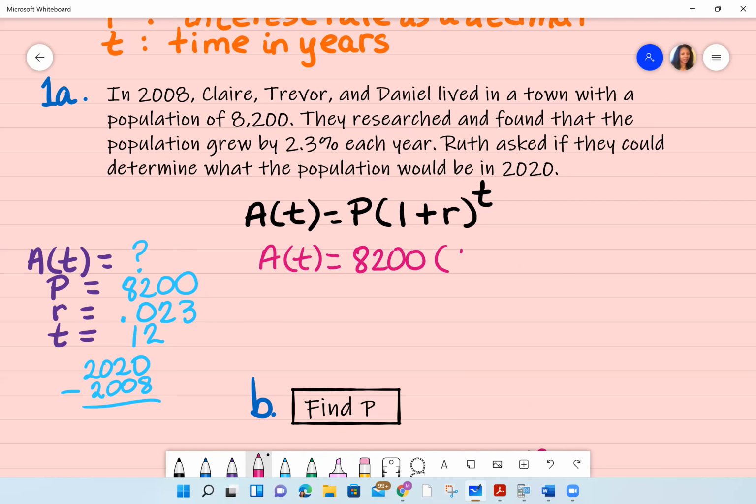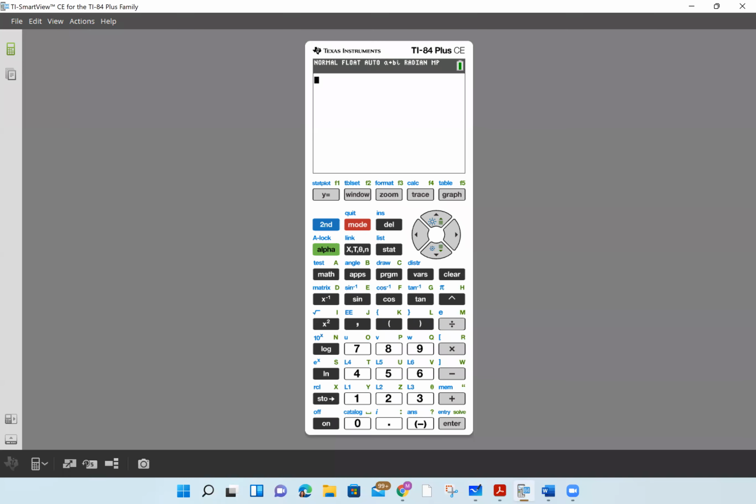My formula says to multiply that times the quantity of 1 plus my rate, 0.023, and I'm going to raise that to the 12th power. Anytime I have a variable isolated by itself, all I have to do is put everything on the other side of the equal sign in my calculator the way that I see it. So let's do that. We're going to go to the calculator and type in 8,200 times the quantity of 1 plus 0.023, and then raise that to the 12th power.